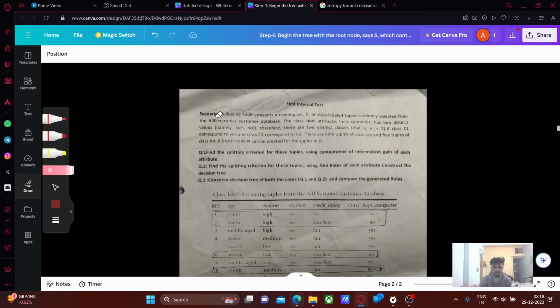Our question scenario is the following: the table presents a training set D of class-labeled tuples, randomly selected from the AllElectronics customer database. The class label attribute, buys computer, has two distinct values, namely yes and no. Therefore, there are two distinct classes. Let m equal 2, with class C1 corresponding to yes and class C2 corresponding to no. There are 9 tuples of class yes and 5 tuples of class no. A root node N can be created for the tuples D.